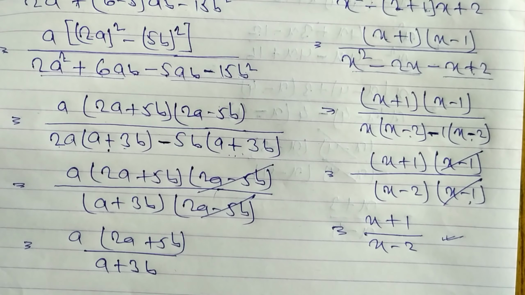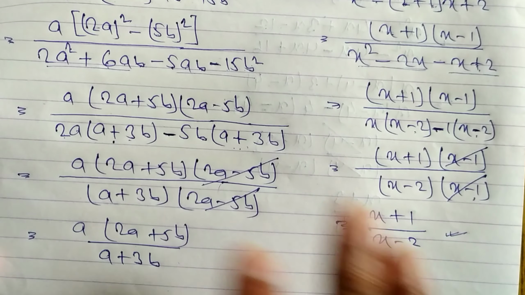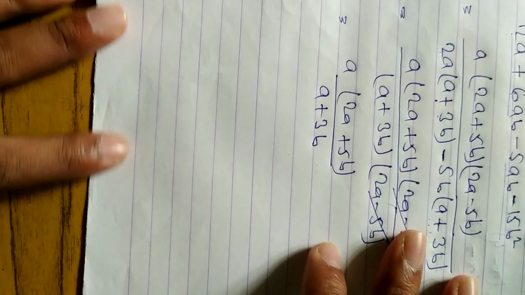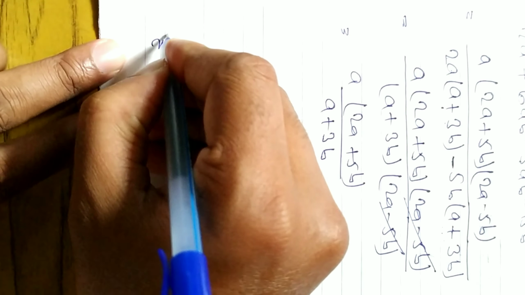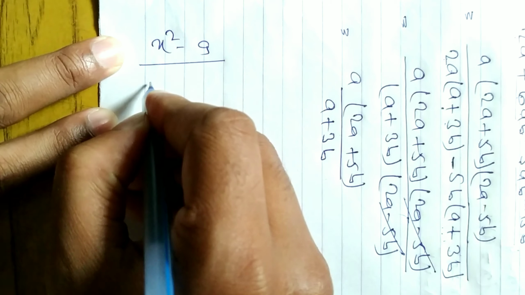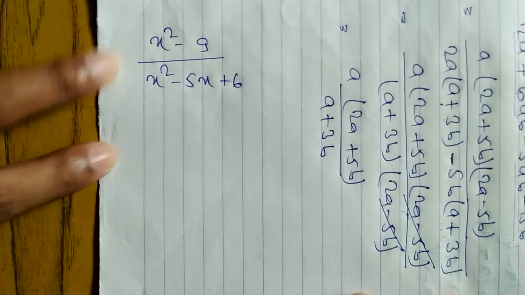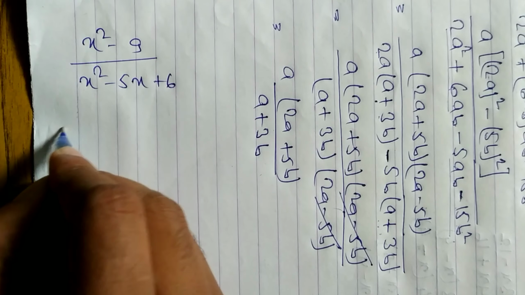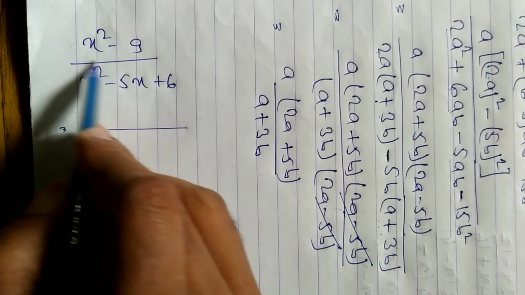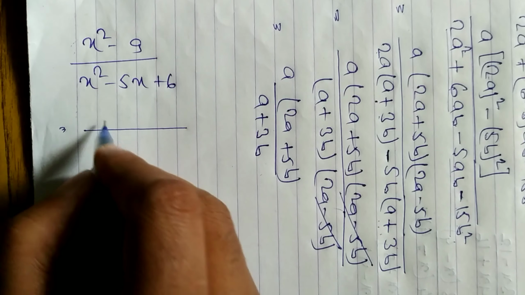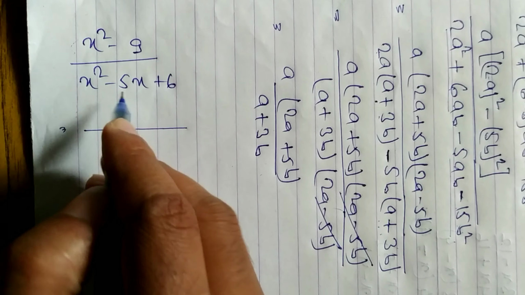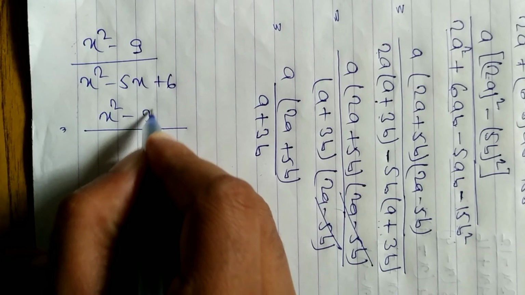Now look at the next question, which is related with simplify only, and the question is x square minus 9 by x square minus 5x plus 6. Now look at this question. First of all, what we have to do, we have to convert this in the form of a square minus b square, because square root of 9 means 3, so we can write x square minus 3 square.